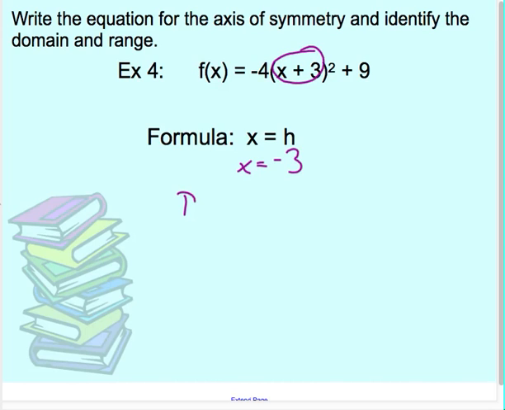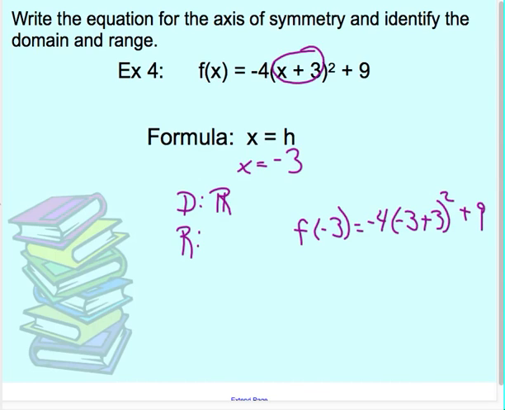Identifying domain is easy, all real numbers. Range, we do the same thing we did on the last example. We take our negative 3, substitute it back into the equation for x. So when we do that, what happens is inside our parentheses, negative 3 plus 3 cancels to 0. 0 squared is 0, times negative 4 is 0. So we got our y value is 9.